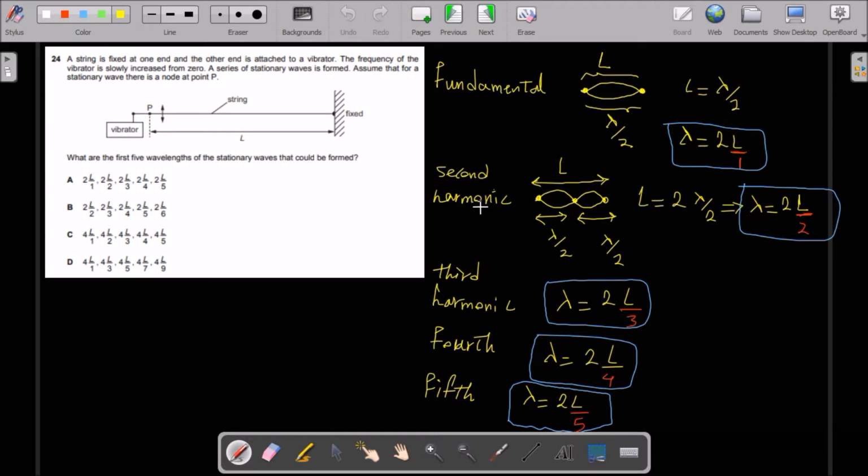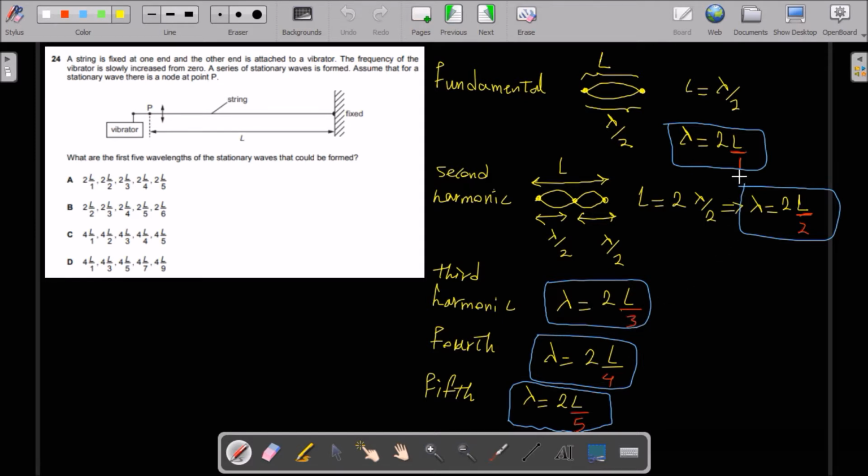Do the same for the second harmonic. For the second harmonic, again, the length will be the length of the string, which is L, but there are 2 antinodes and 3 nodes. That's why length will be 2 times lambda over 2. So if you do cross multiplication, you will get lambda equal to 2L. Now, for the third harmonic, lambda will be 2L divided by 3.